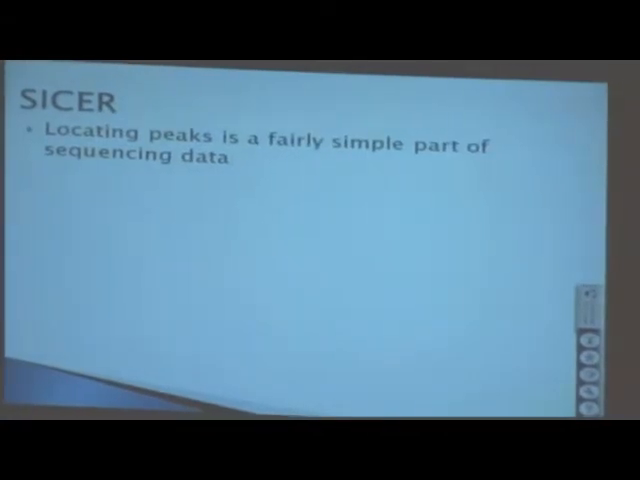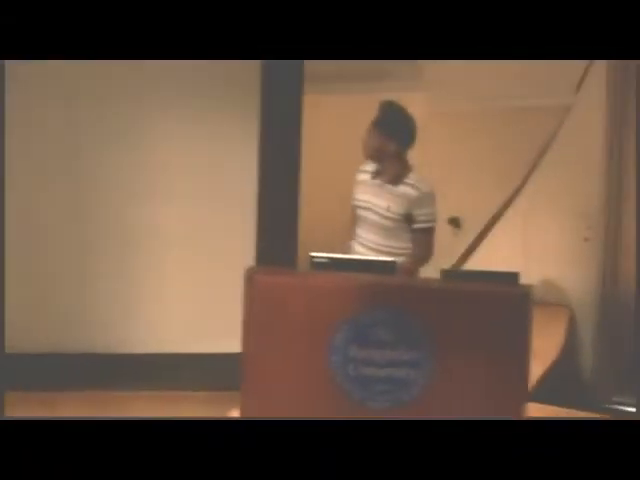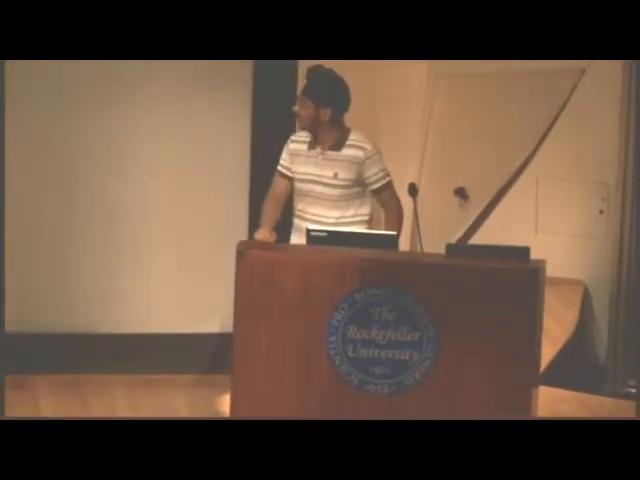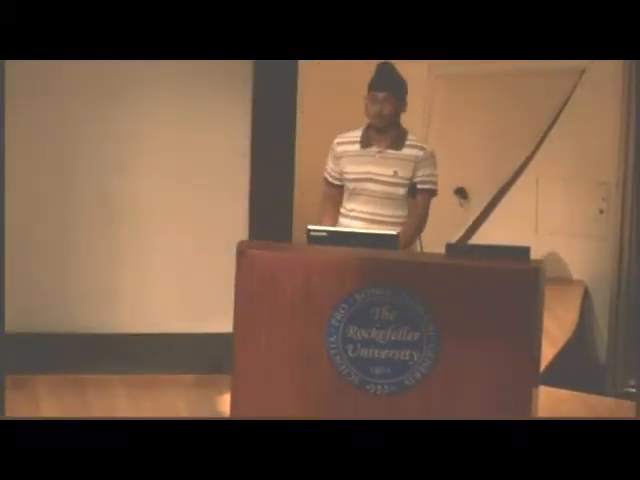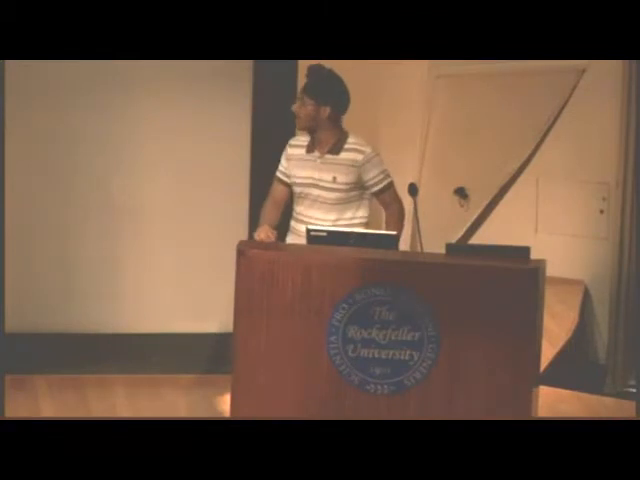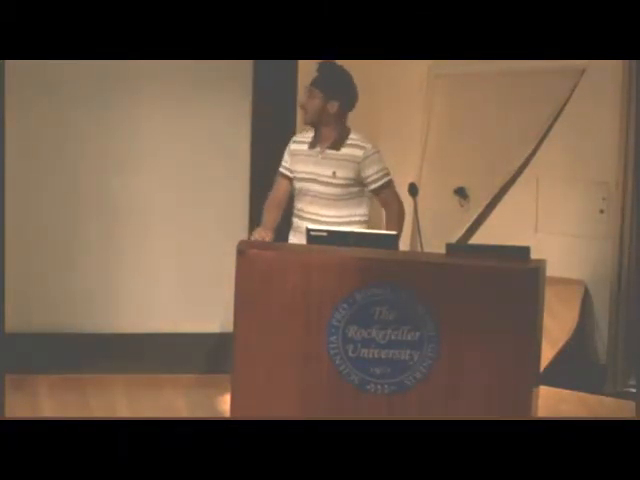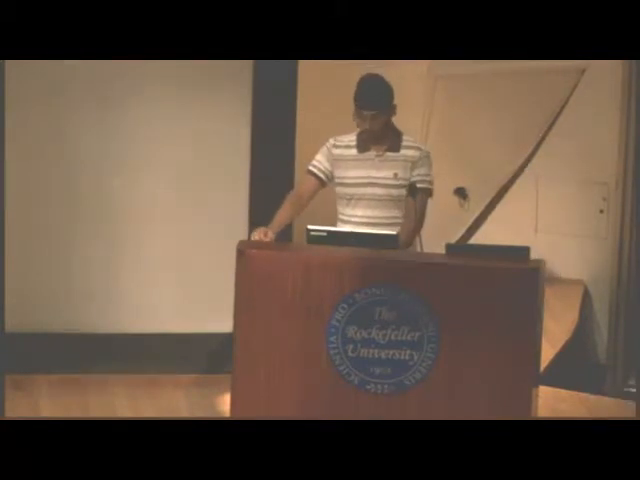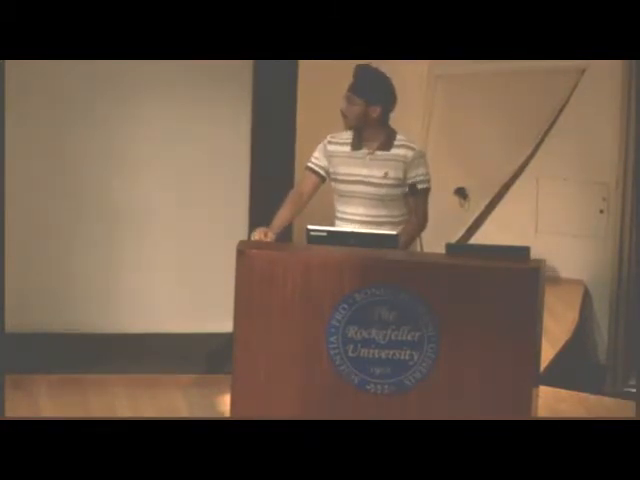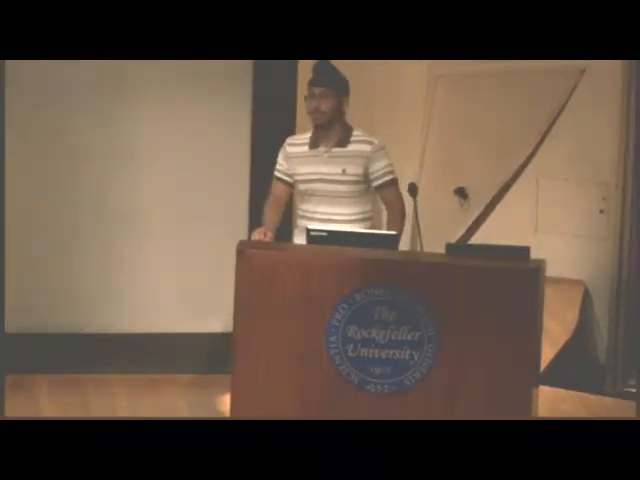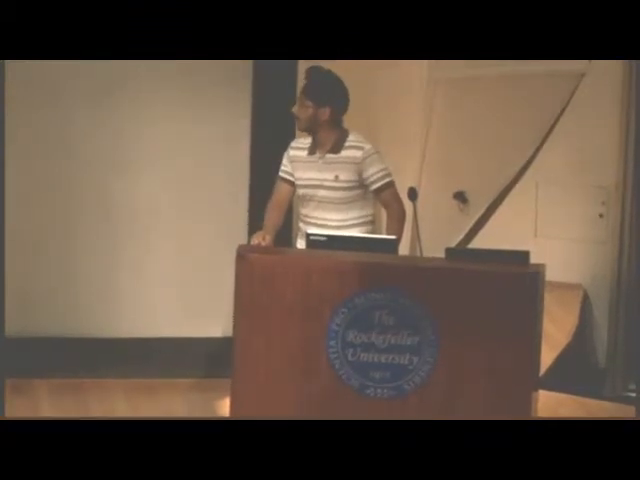Scizor is the program. Its job is to locate peaks, and it's this really simple part of sequencing DNA. It's a program that claims to be better at locating these binding sites. The common software uses max over finding peaks. The Fusion was able to get Scizor functional, but no one else was really able to.